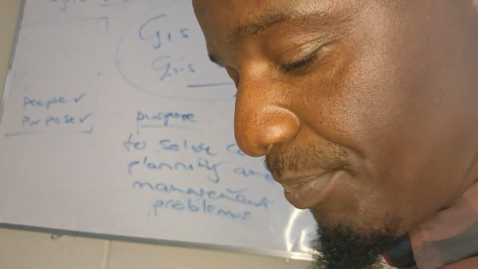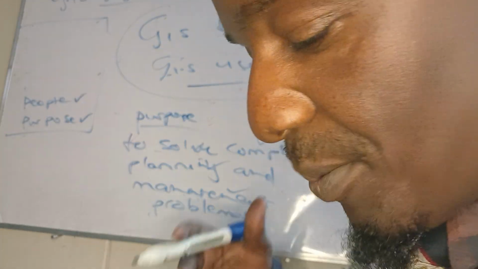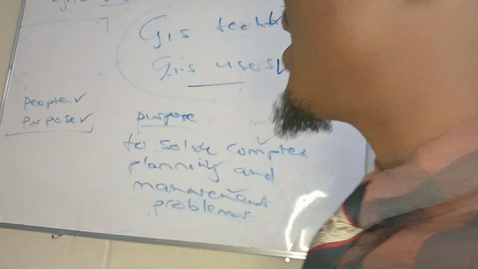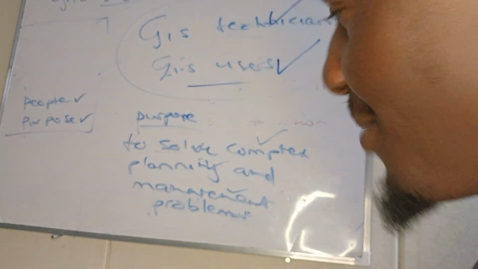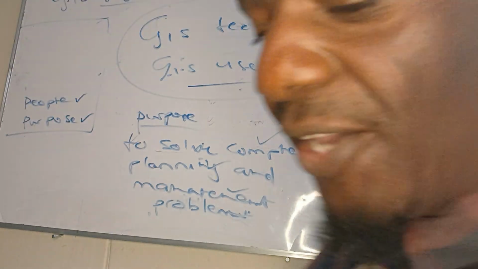Then we have got people that are involved in data capturing, data processing. We're talking about programmers, we're talking about data managers, all those people. These are different users under the people. Then we have got the purpose, which we say is to solve complex planning and management problems. That is the main purpose of GIS. So this is it in as far as GIS is concerned.